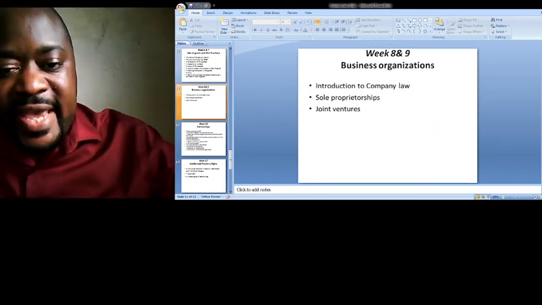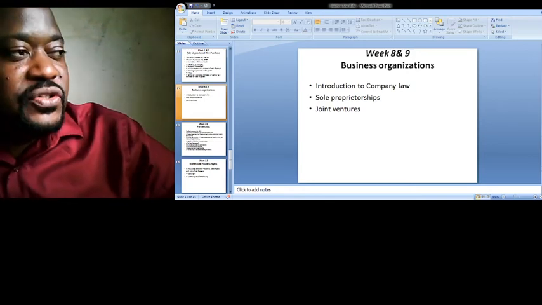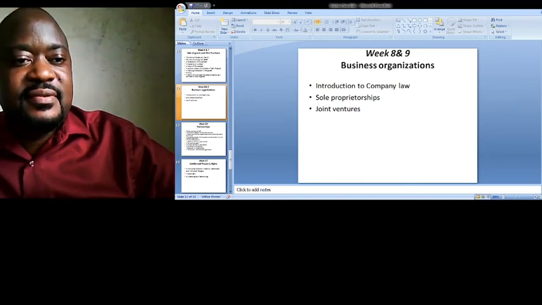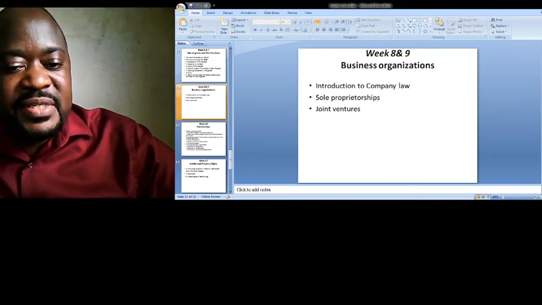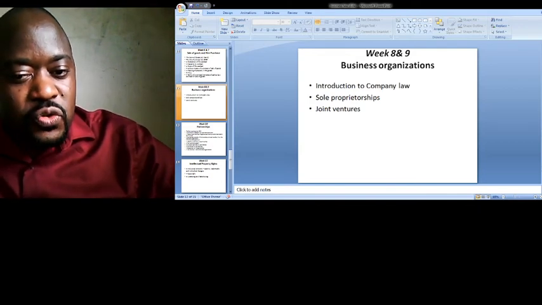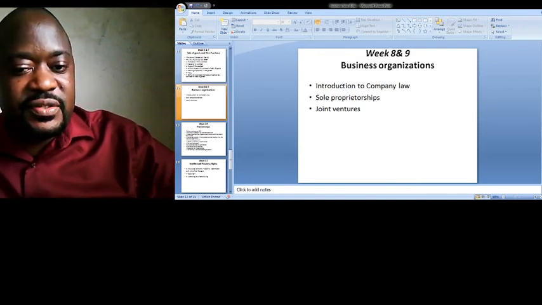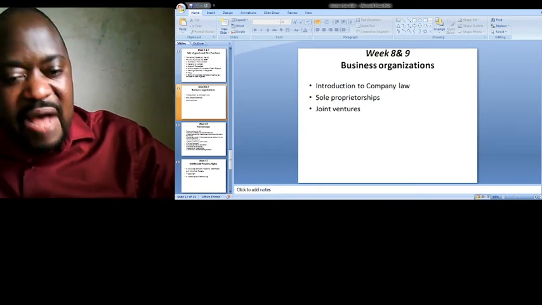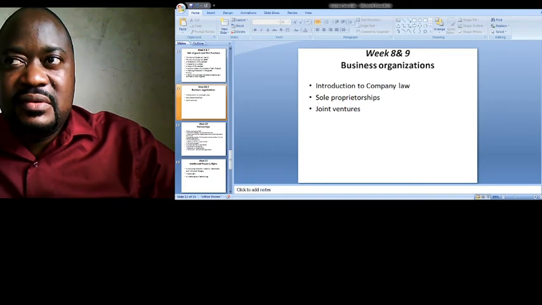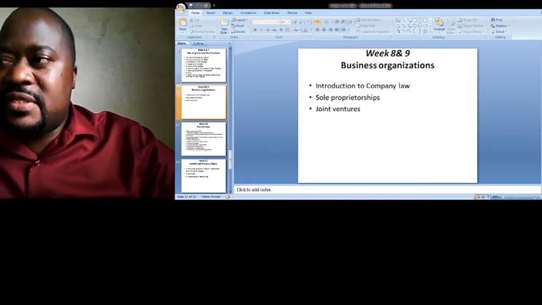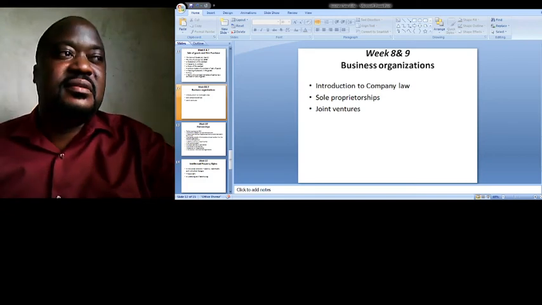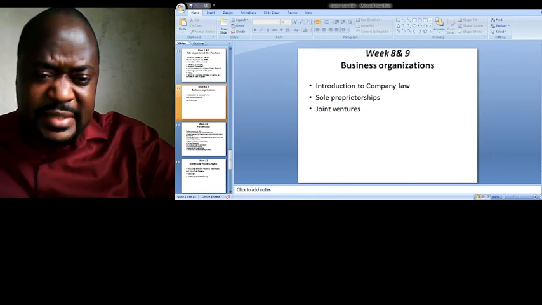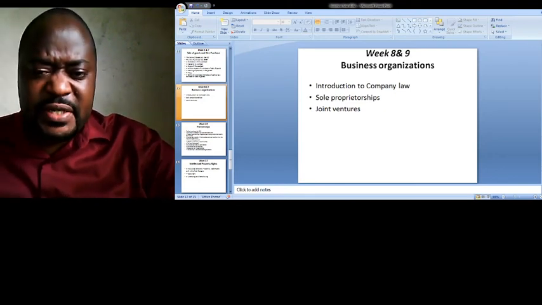And then in our week 8 and 9, we'll look at business organizations. How do people in Uganda execute businesses? It is important for us to look at business organizations. And under business organizations, we'll address ourselves to companies. And under companies, we'll address ourselves to the different types of companies. And under that, we have private companies, public companies, companies limited by guarantee.